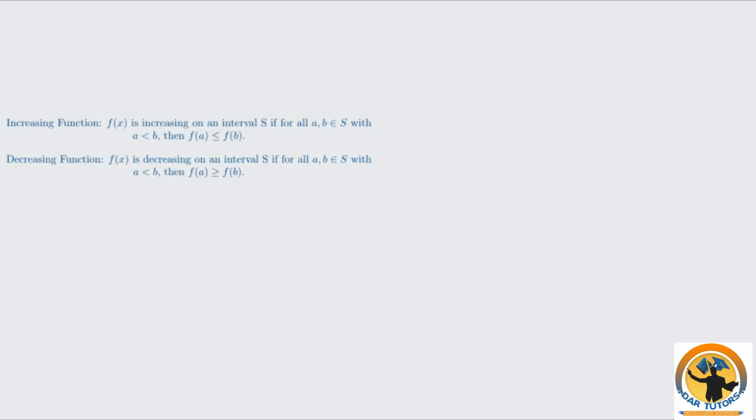Conversely, f of x is decreasing on S if for any 2 points a and b in S, where a is less than b, the function value at a is greater than or equal to the function value at b. Let's look at a classic example, the parabola y equals x squared. As you can see from the graph, as we move from left to right, the curve goes down until it reaches the origin, and then it goes up.